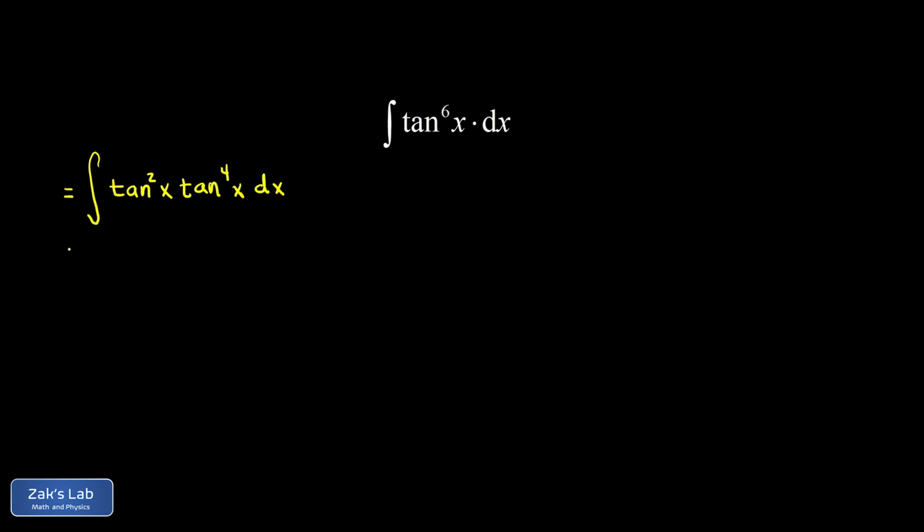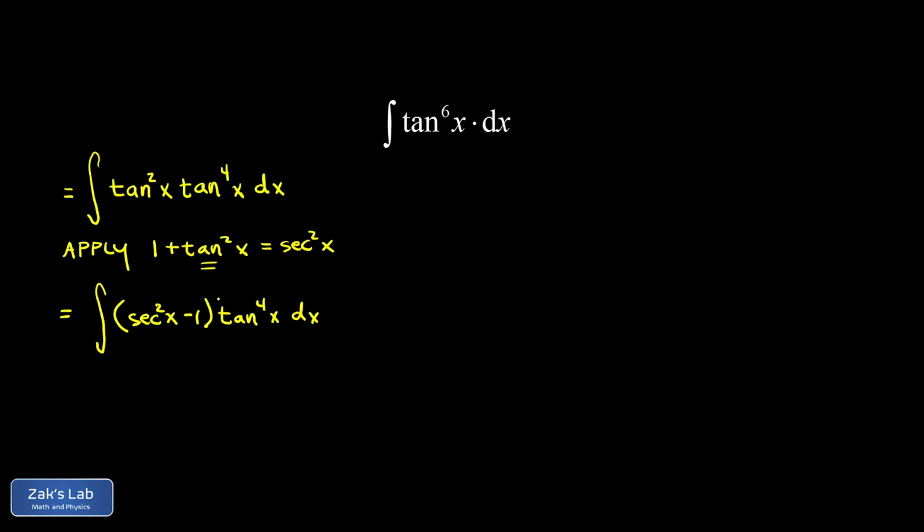Pythagorean identity. So just as a quick reminder, this is the basic identity that we have in mind. 1 plus tangent squared x equals secant squared x. Well, this means tangent squared x is secant squared x minus 1. So we make that replacement in the integral.